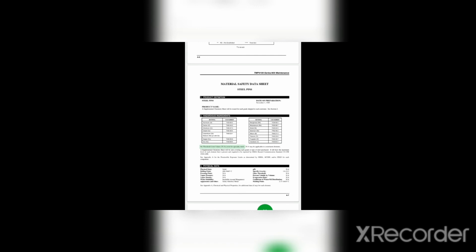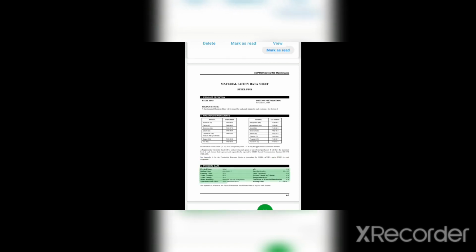No threshold limit values (TLVs) exist for specialty steels. TLVs may be applicable to constituent elements. A supplemental chemistry sheet will be sent covering each grade or type of steel purchased. It will have the maximum level of each element that is present and required to be reported by OSHA Hazard Communication Standard 29 CFR 1910.1200. See Appendix A for the permissible exposure limits as determined by OSHA, ACGIH, and/or IARC for each component. 3. Physical data.